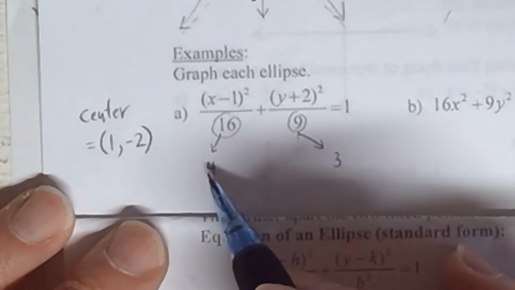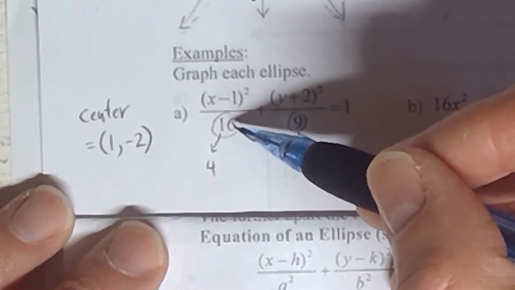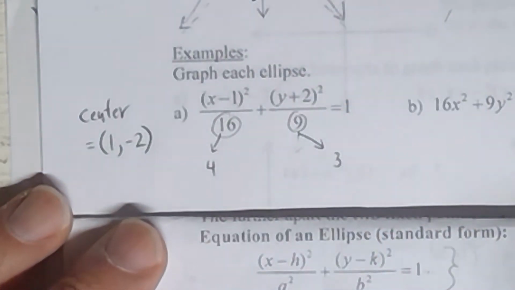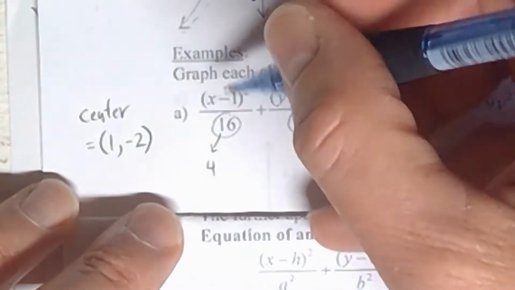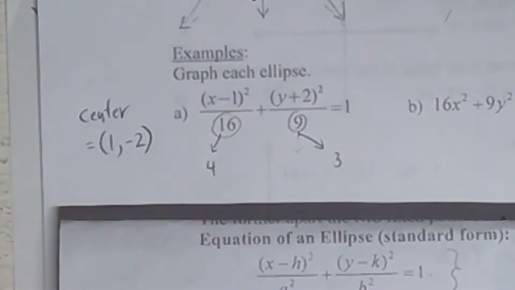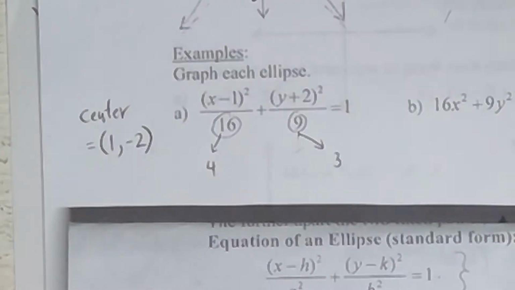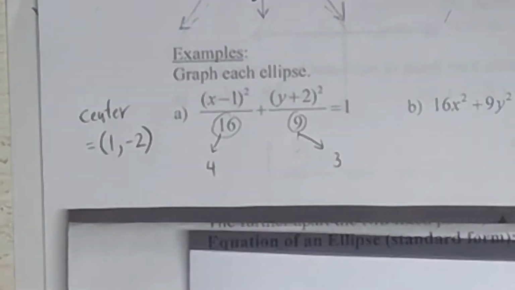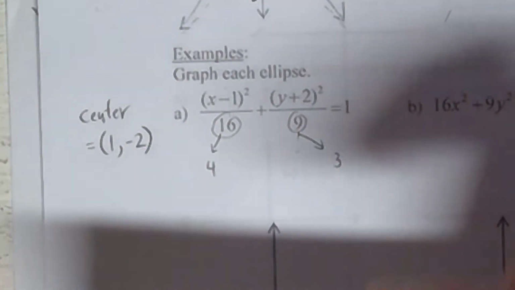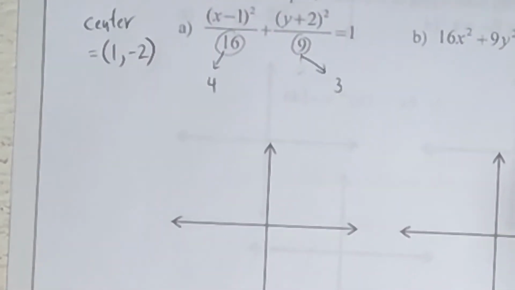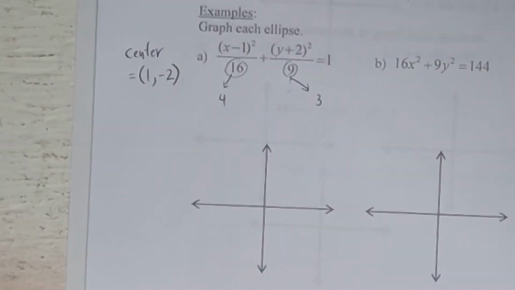Because of the fact that the 4 is underneath the x and the 3 is underneath the y, what we're going to do is notice that when you have an xy graph, actually I'll look at it down here, excuse me. When you have an xy graph, you zoom out, there we go.